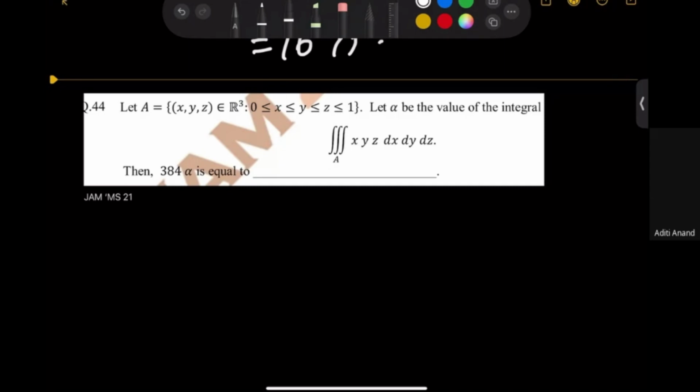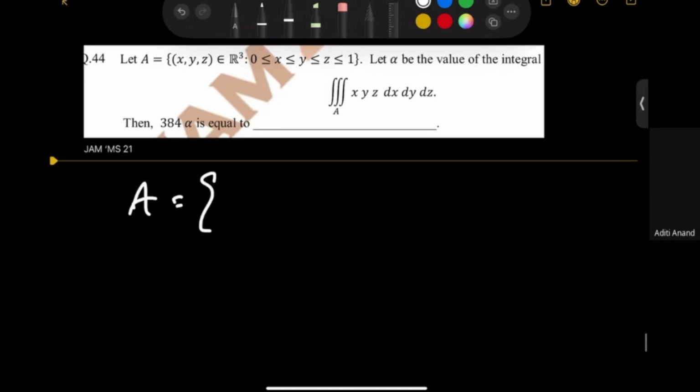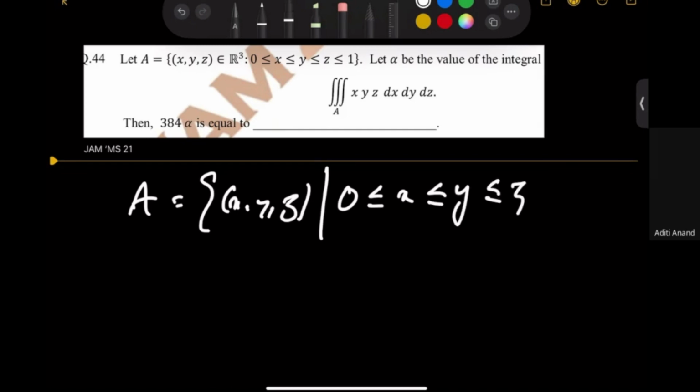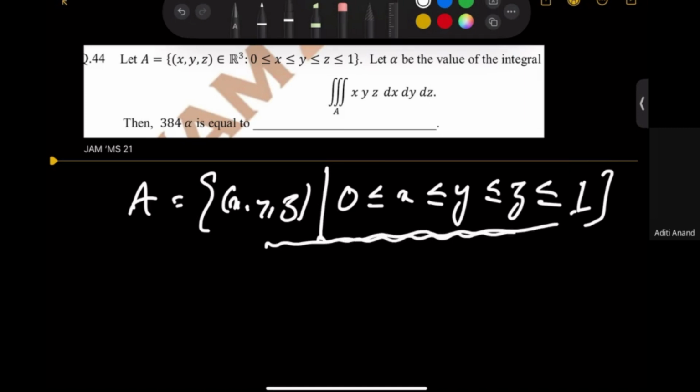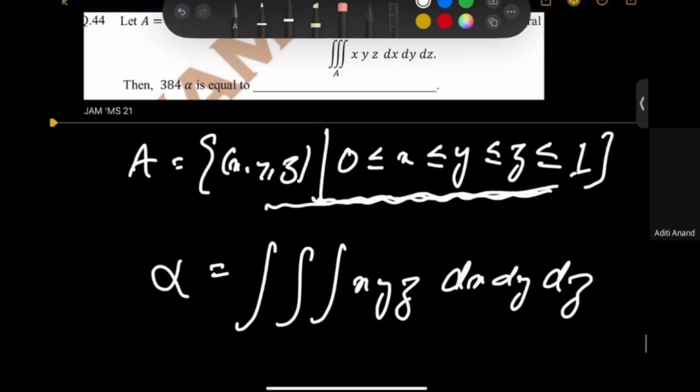It was asked in JAM Mathematical Statistics. So let A be the set, and let alpha be the value of this integral. What is this triple integral? A is (x, y, z) such that 0 less than or equal to x, less than or equal to y, less than or equal to z, less than or equal to 1. That is our A. Look at this series of inequalities. We are going to need this one. And alpha is given to be the triple integral of xyz dx dy dz over A.